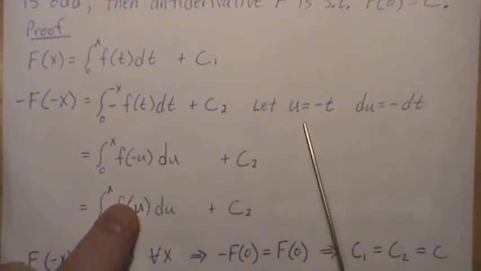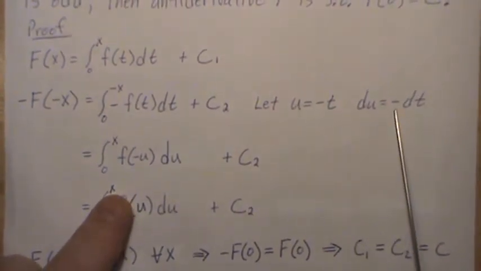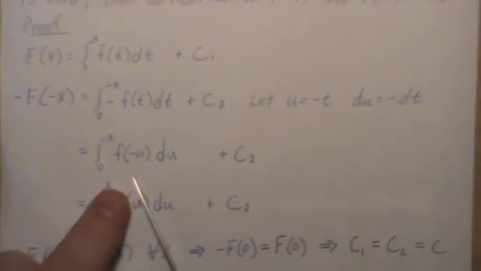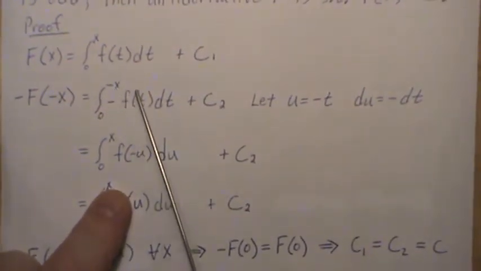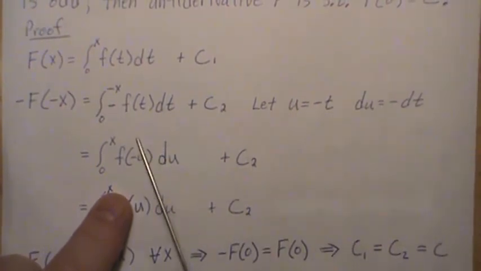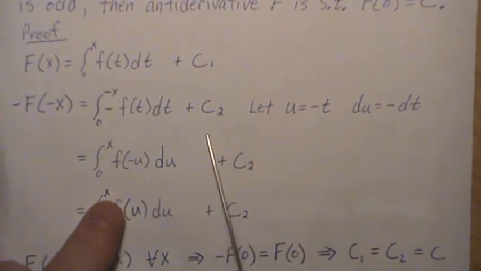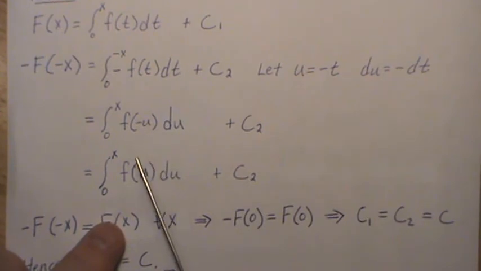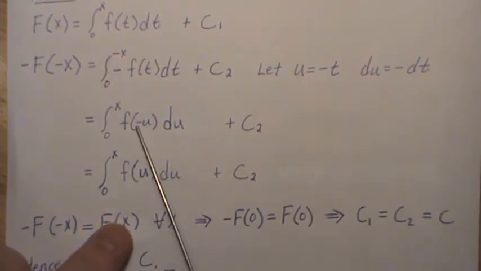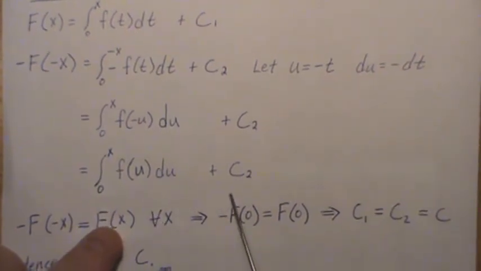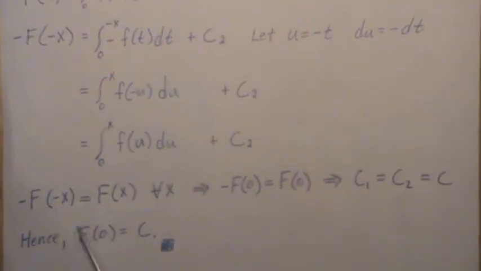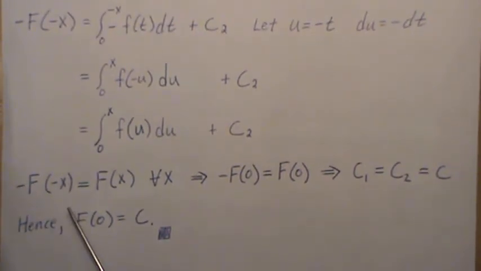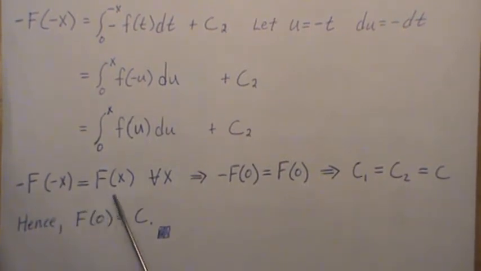So from this integral, let's let u equal minus t, then du is minus dt, and we get this function here. Right? When you plug in minus x for t, you get x, and you plug in 0, you get 0, and you get this. Now, since little f is an even function, that's the same as, you don't need the minus, so it's the integral of f of u du plus C2. Now, if capital F is an odd function, that means minus capital F of minus x is equal to F of x. And this is for all x, if it's an odd function.